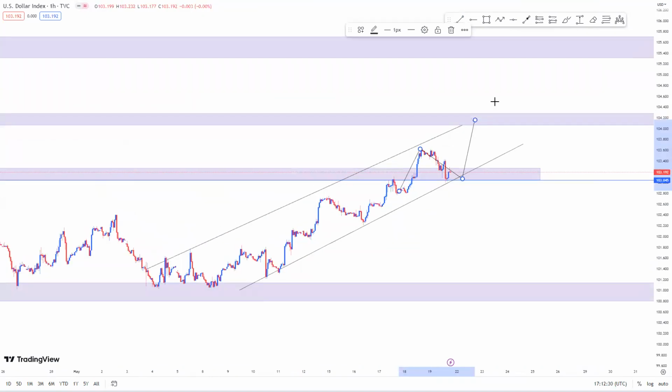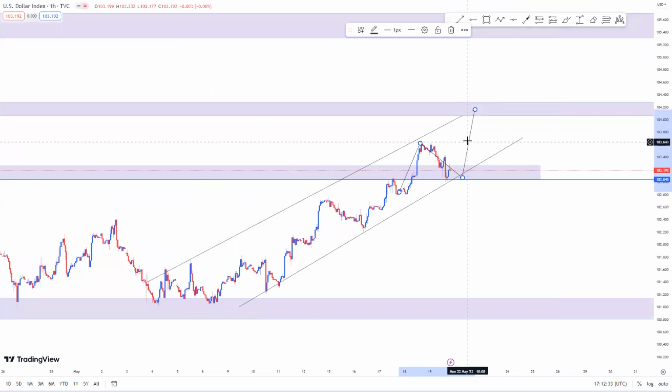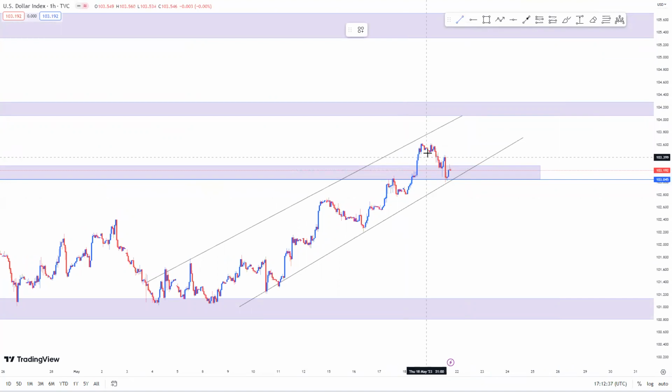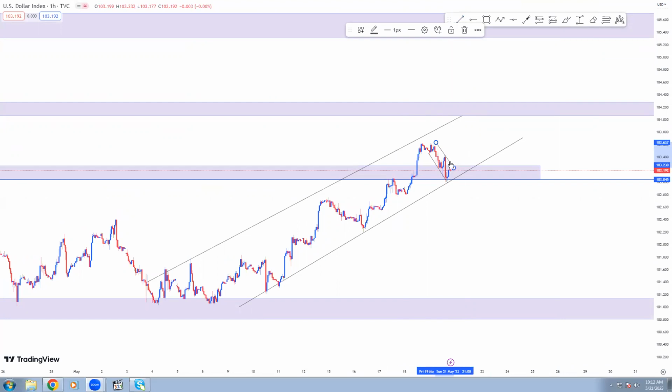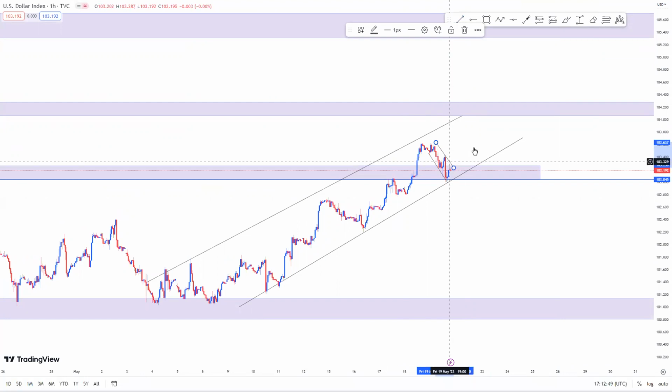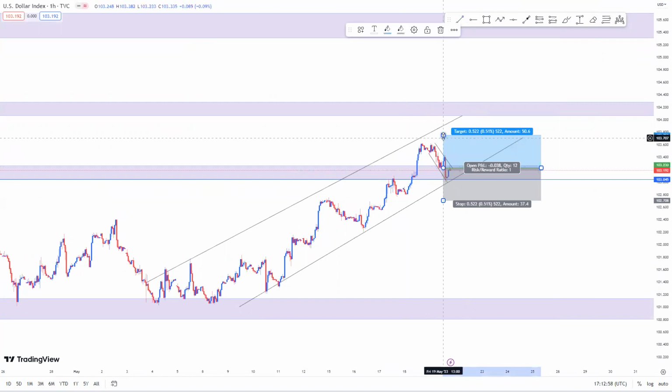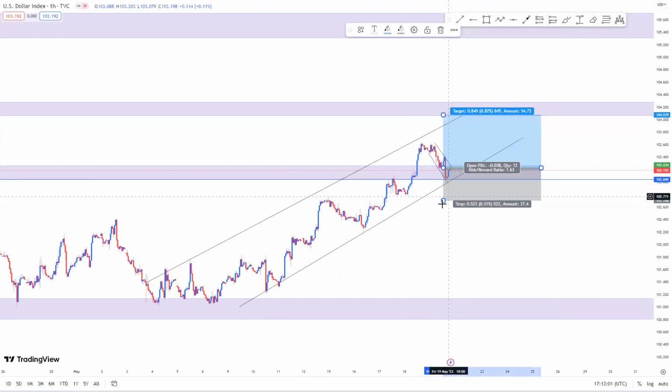Let me remove this for now. As you can see now, after this correction, we are having a continuation channel, a continuation flag. After that impulse, we actually have this correction. As you can see, this is a very corrective move. So that means now we should be looking forward for a break of this structure. And that's when you're gonna start taking buying opportunities.